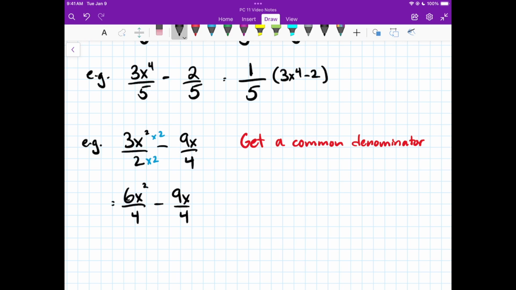So give this one a shot on your own. Remember to take stuff out from the top and the bottom, take out everything you can, and see what you come up with. So pause here if you haven't already, and give it a shot, and then come back.